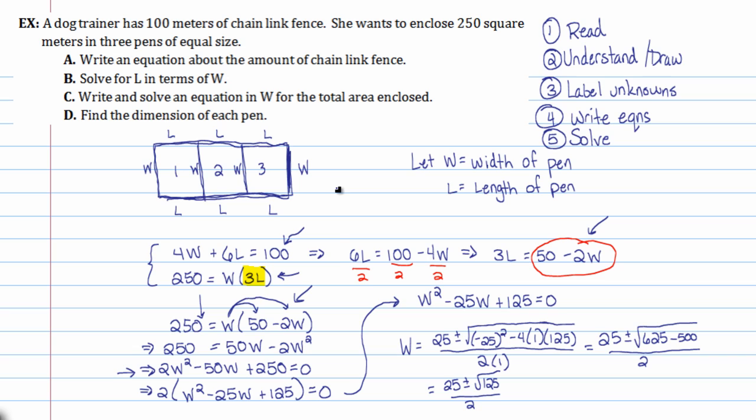So essentially, parts A, B, and C are me just walking you through how to do it. But honestly, if you follow the problem-solving process here, you'll be fine. Just remember, keep your goal in mind that you want to find the dimensions of each pen.